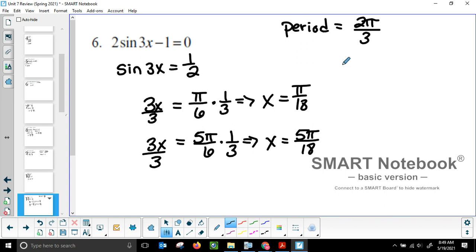So now, of course, we need to get a common denominator, so this would just be 12 pi over 18. So my solutions will repeat themselves every 12 pi over 18. Right? So if I add 12 pi over 18, I get 13 pi over 18. Now, how do we get 12 pi over 18? Our period is 2 pi over 3. And in order to add it to my solution, I have to get a common denominator. That common denominator is going to be 18. So in order to get this to be 18, my 3, I had to multiply it by 6, which means I have to multiply my numerator by 6 as well.